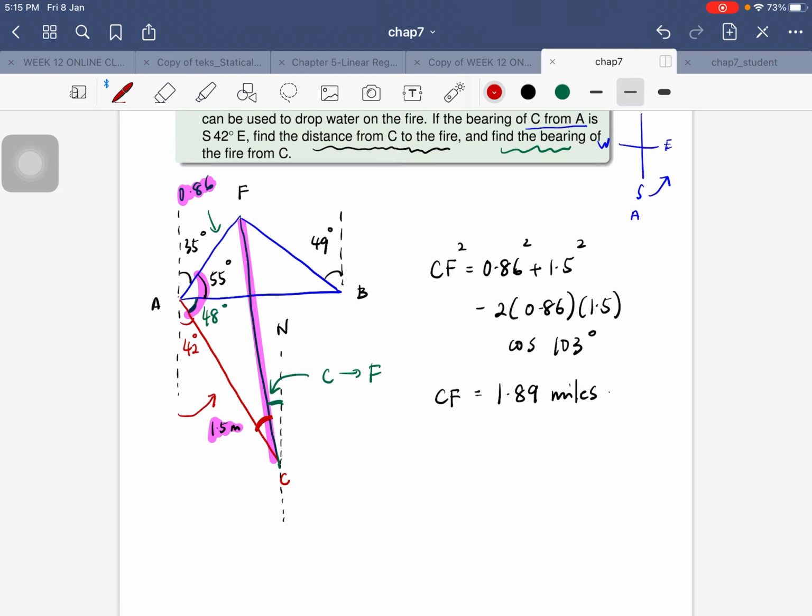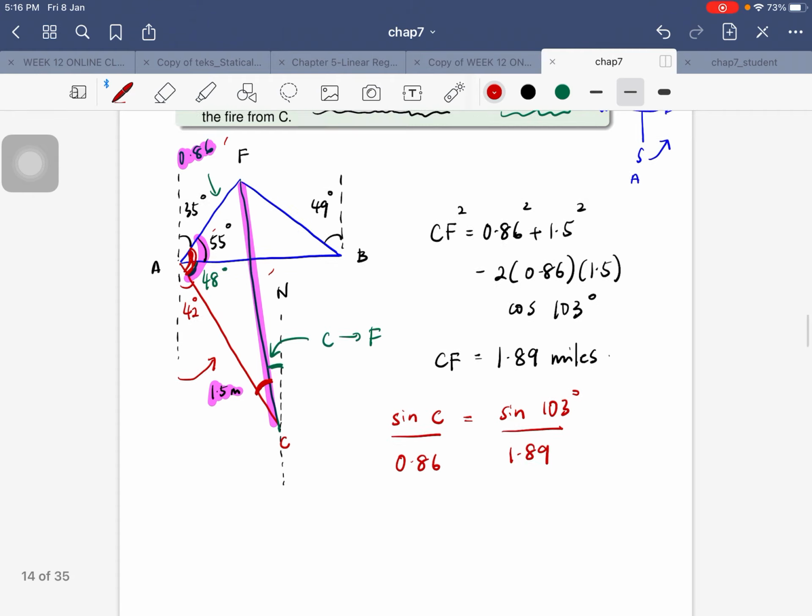I need to find the angle at C. I know that this is going to be 0.86. Yeah, I already know that this is going to be 1.89 and this is going to be the angle, so yes. So I'm going to find the angle at C. Okay, so sine of C over the length across C, which is 0.86, is going to equal sine of 103 degrees, which is the angle right here, over the opposite of that, which is our CF, 1.89.